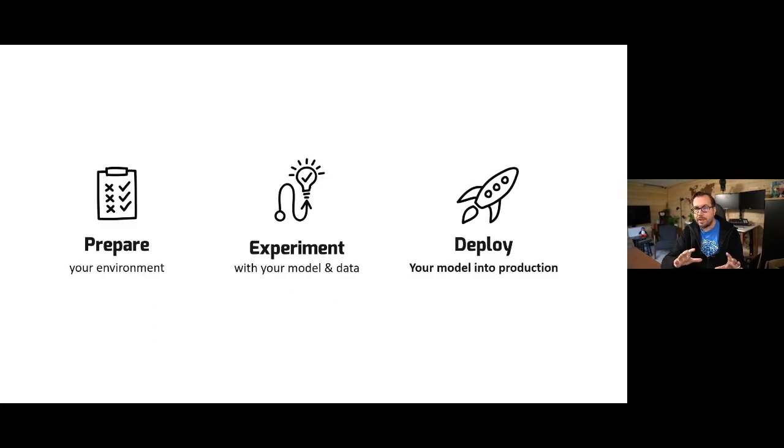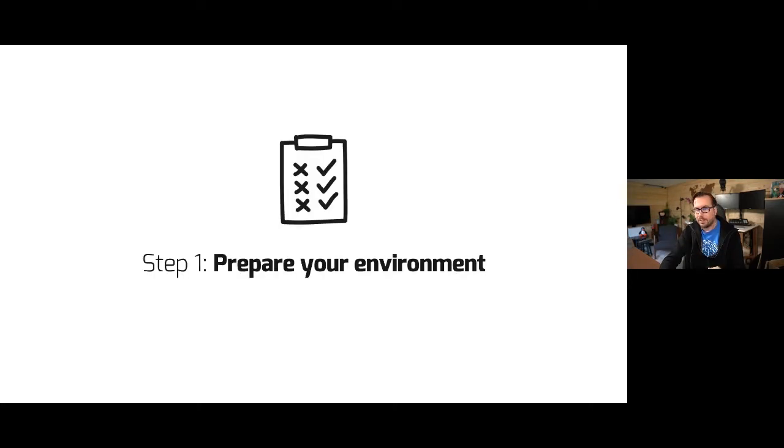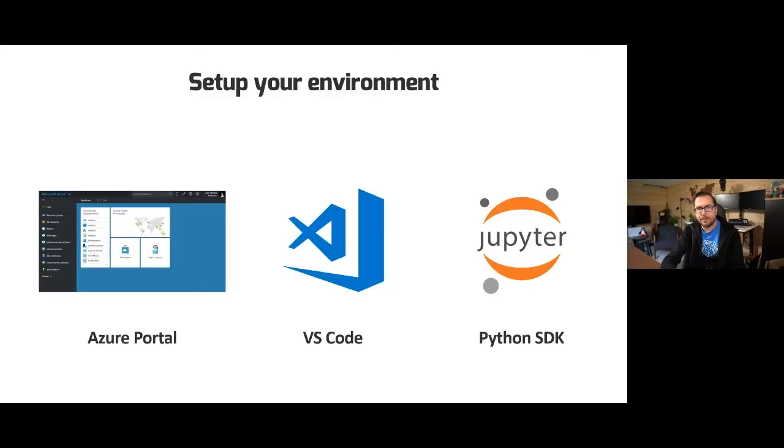So to do this, we need to go through 3 phases. First, we need to prepare our environment. Then we can start experimenting with our model and our data, and then we can deploy our model into production. So let's start with preparing and setting up our environment in Azure. We can do that in multiple ways. We can go to the Azure portal, we can use Visual Studio Code, we can use the Python SDK, and we can also use the Azure CLI.